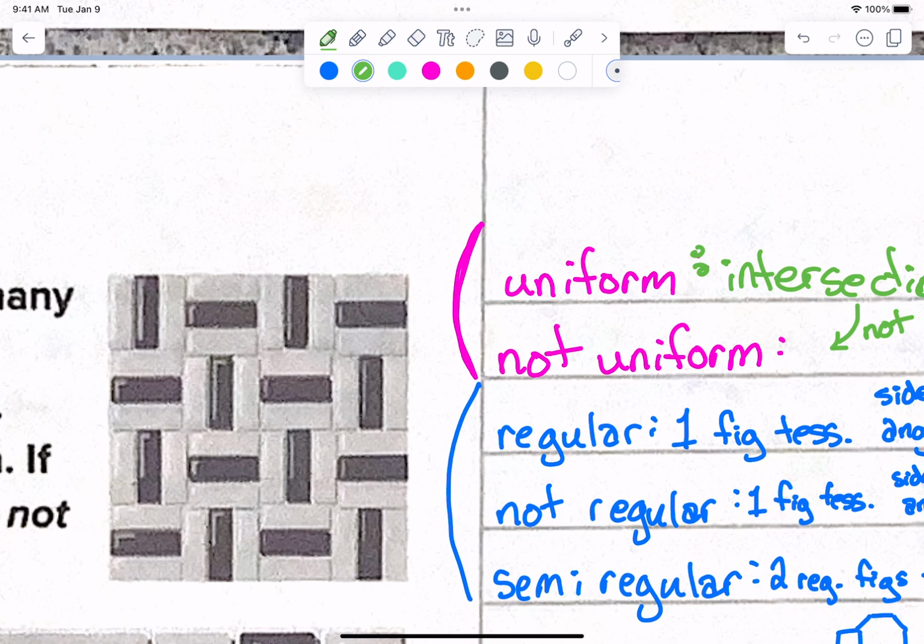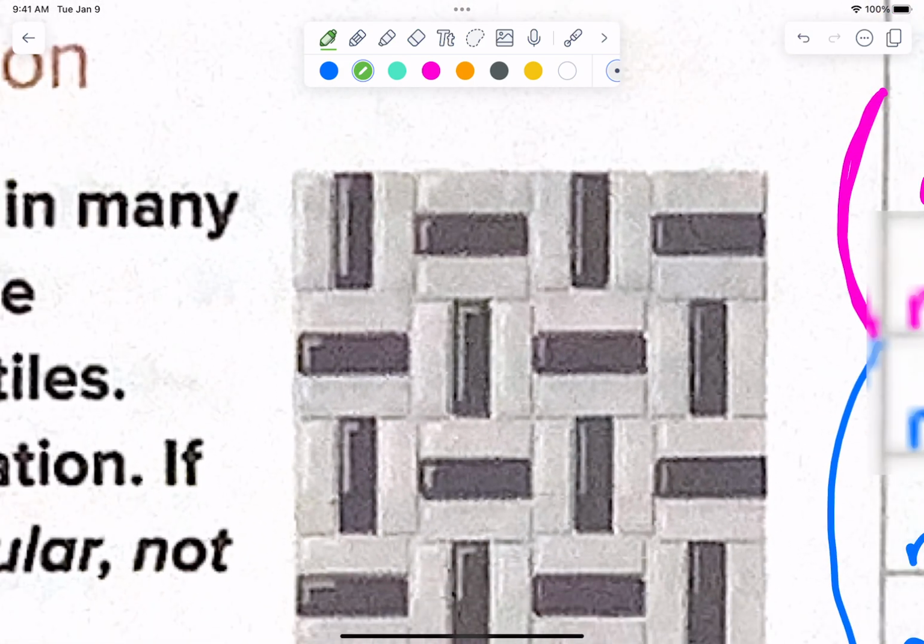What do you mean by the intersection being identical? Like where 2 shapes come together. So I can pick any joint, right? Let's say I pick this joint right here. That's where 3 lines are coming together. If I pick this joint, 1, 2, 3, 4 are coming together. Those don't match.